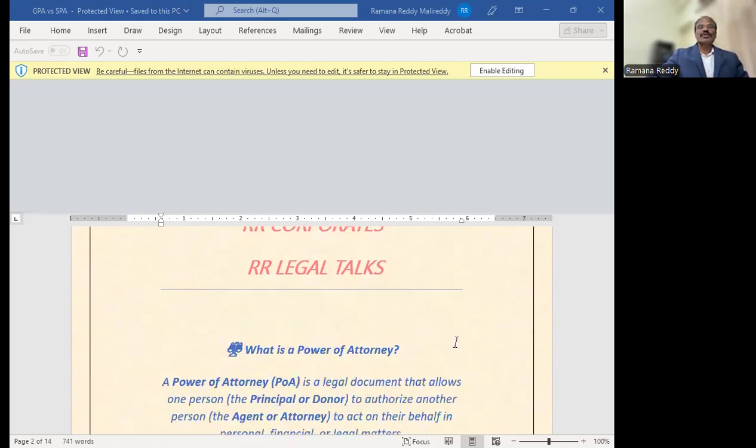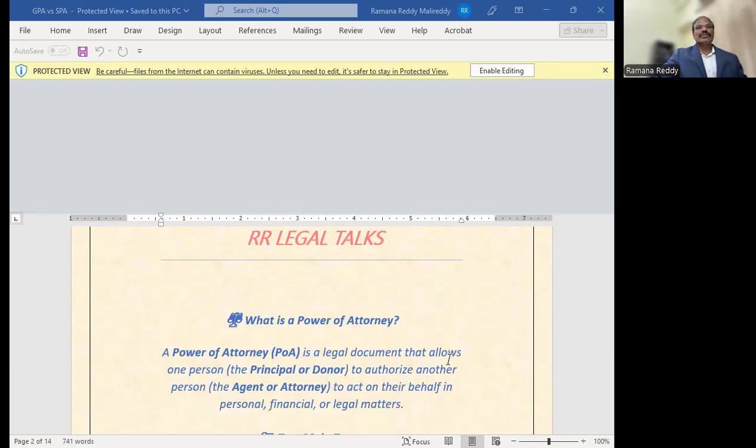So what is power of attorney? A power of attorney is a legal document that allows one person, that is either the principal or donor, to authorize another person, that is the agent or attorney, to act on their behalf in personal, financial, or legal matters. So I'll explain again.